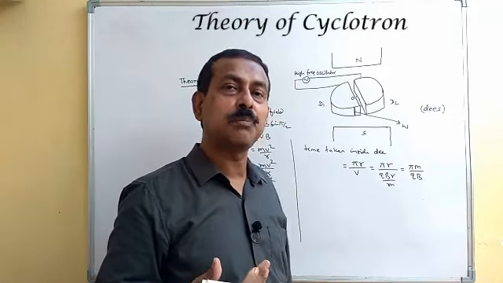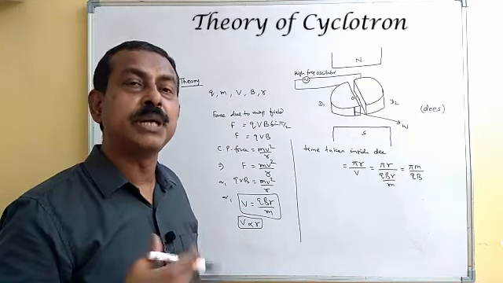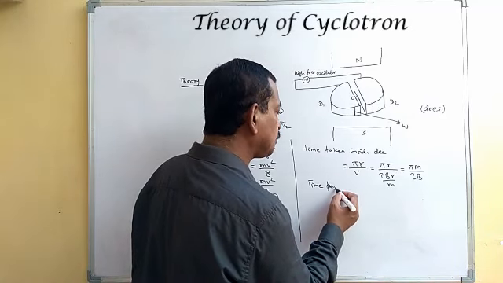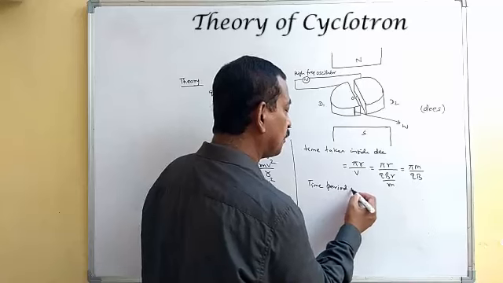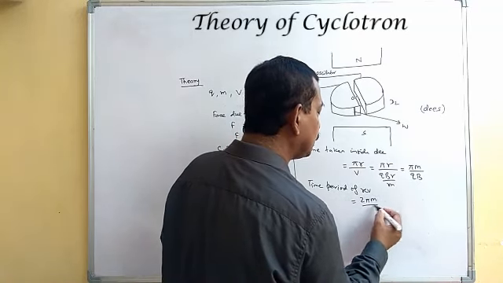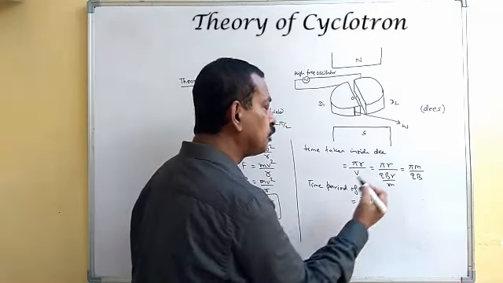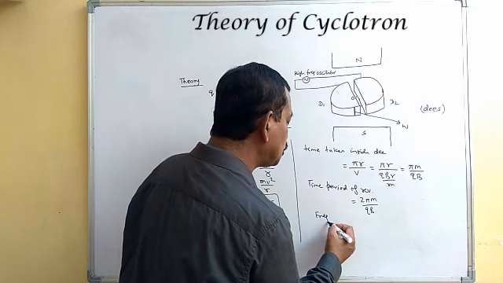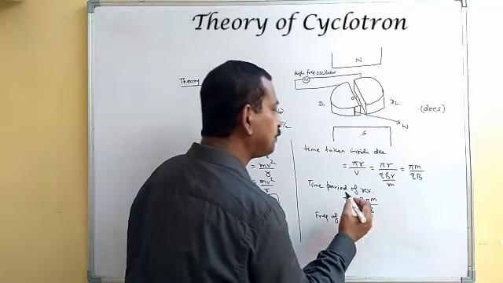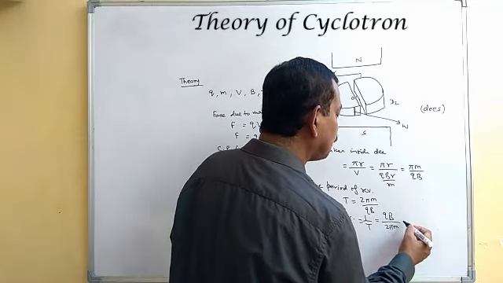As it is describing a semicircular path, we can say that the time period will be double of this time. So the time period of revolution will be 2 pi m by qB. Now, if this is the time period of revolution, then the frequency of revolution is 1 by time period, and that will be equal to qB by 2 pi m.